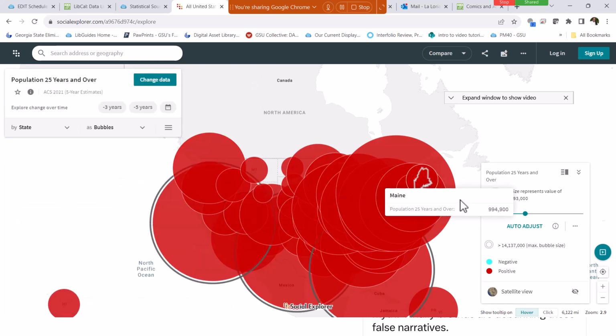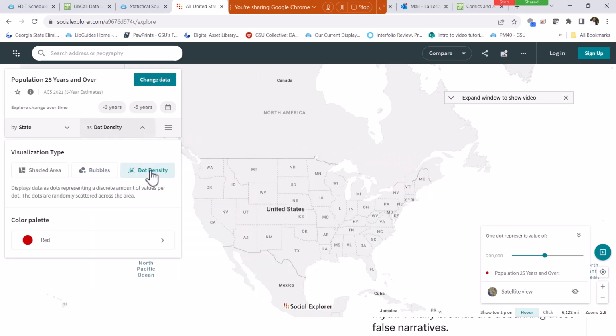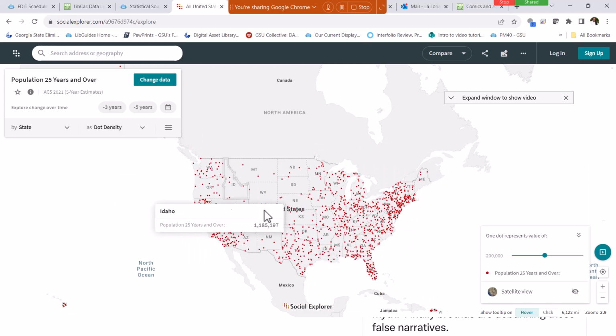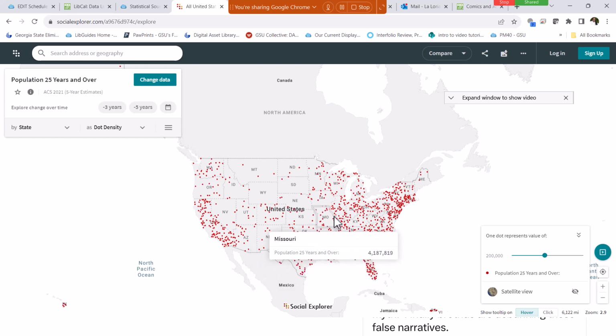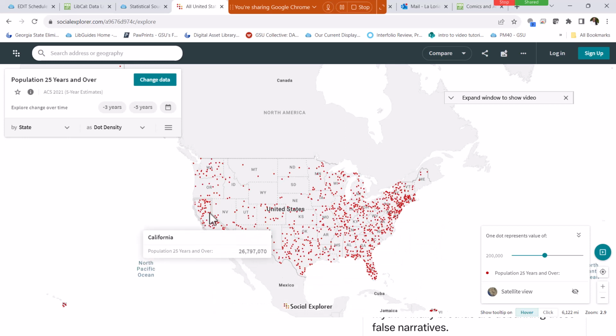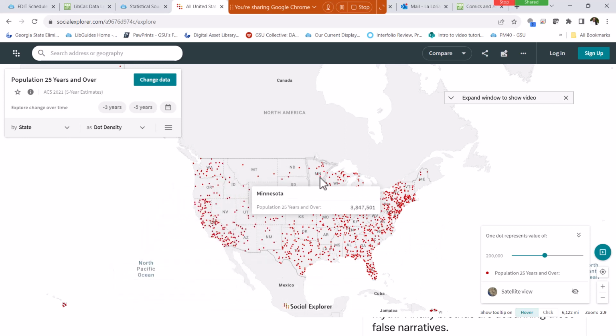And notice, well, that's kind of a mess there, but we can change this and say dot density. And you can see how educated a state is, that is, the population over 25 in that state, how educated those folks are in each state. Kind of sparse out here in the Midwest, or Northwest, that is. So this is just something you can play around with.